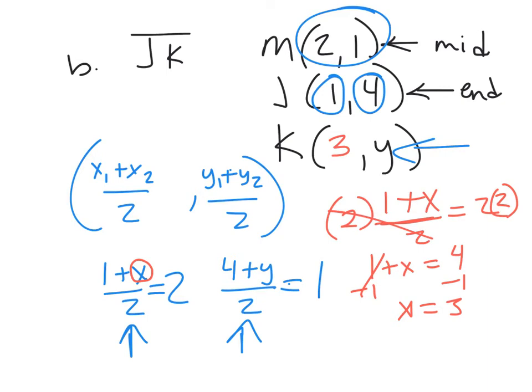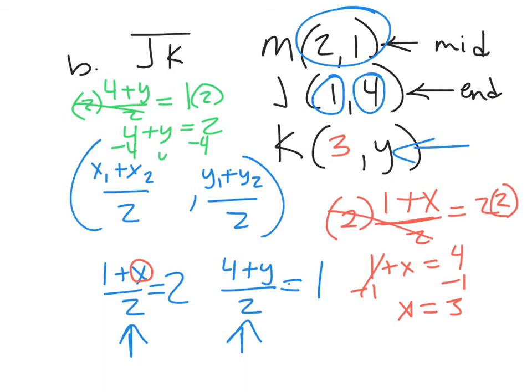Now I'm going to squeeze this y value up here because I'm out of room. So we have 4 plus y over 2 equals 1. Again, to move that 2, I multiply the whole thing times 2 on both sides. That cancels. I'm left with 4 plus y equals 2 times 1, which is 2. Then to get y by itself, I subtract that 4. So y equals 2 minus 4, which is negative 2. So that gives you the second value, negative 2. Now you've solved for K.